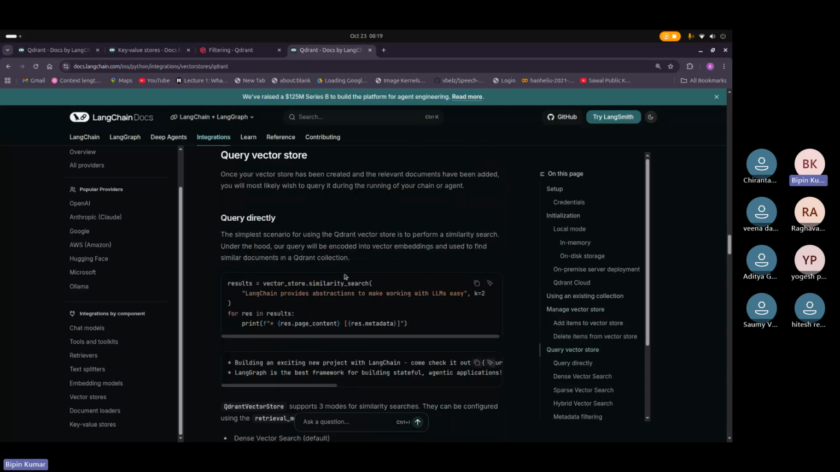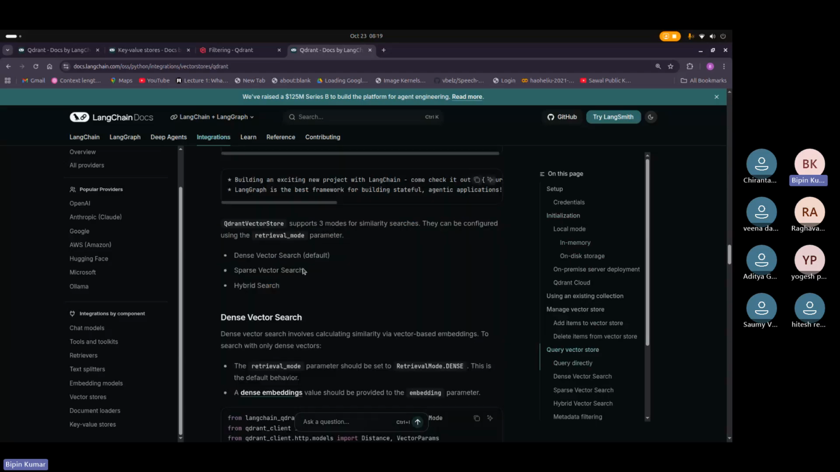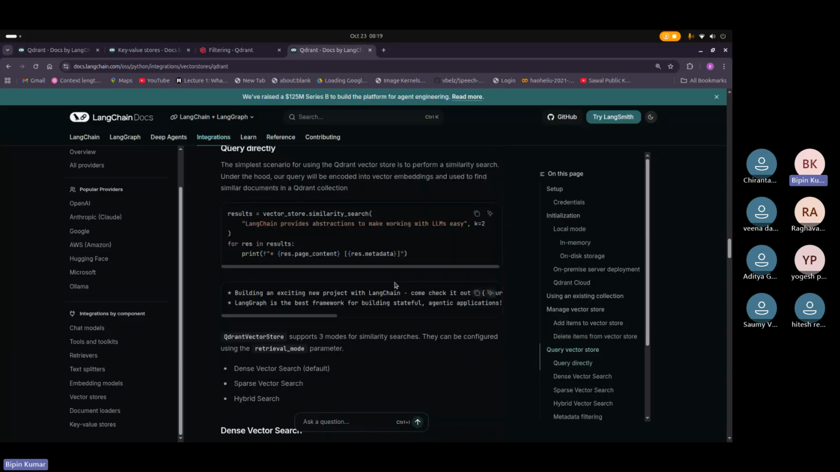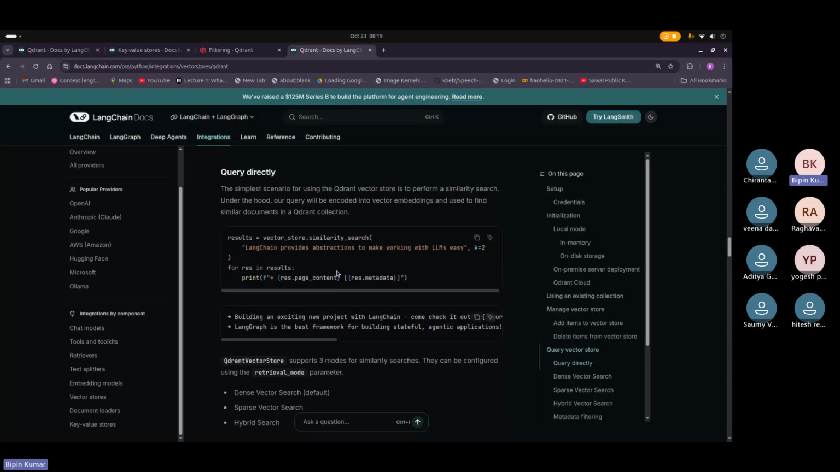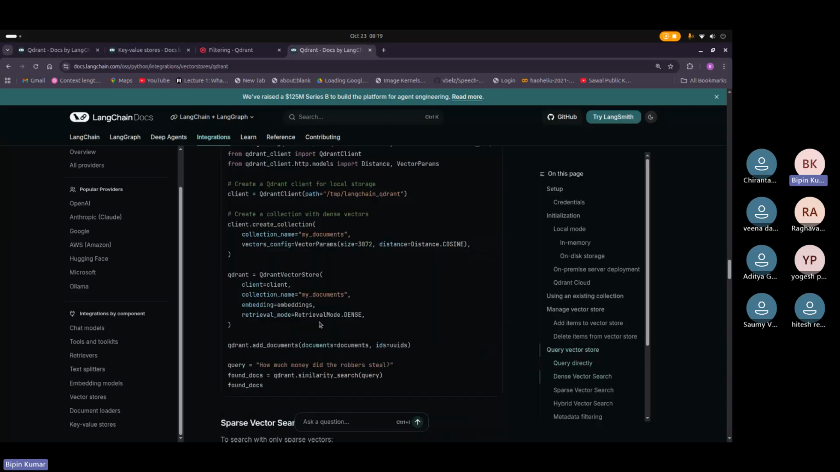So where you see similarity search, it mainly means cosine similarity. In some cases, see here, distance dot cosine, right? Vector config distance dot cosine. It means cosine similarity.